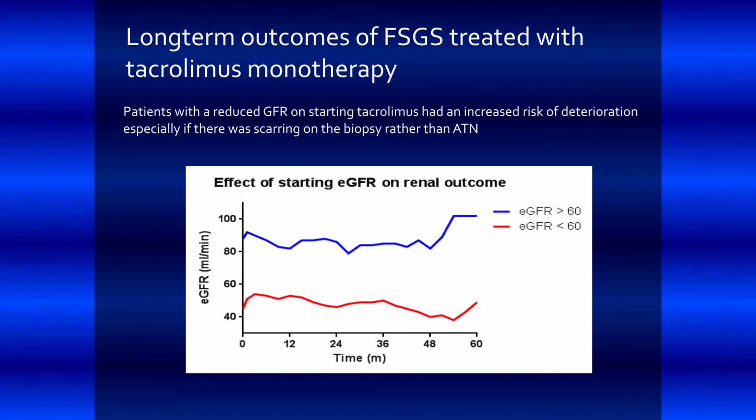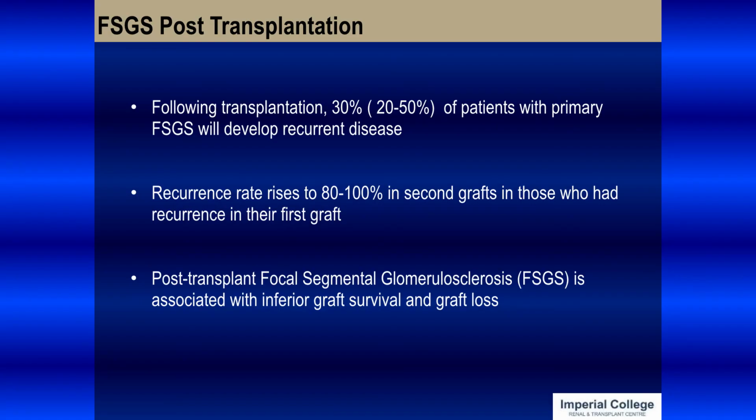Yeah. So if you start with a GFR over 60, then you're likely to be fine. If you start with a reduced GFR, then maybe due to the disease, maybe due to toxicity from the CNI itself, you're much more likely to progress. Just a couple of slides, I think we've got a couple of minutes on post-transplantation FSGS.